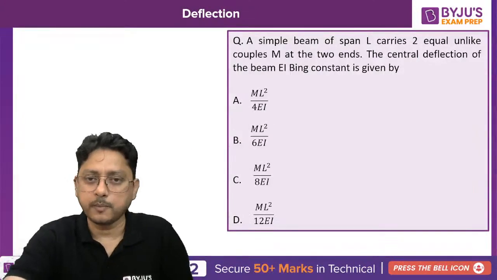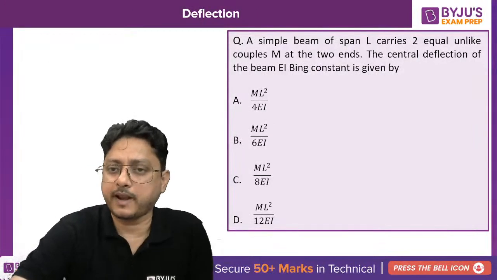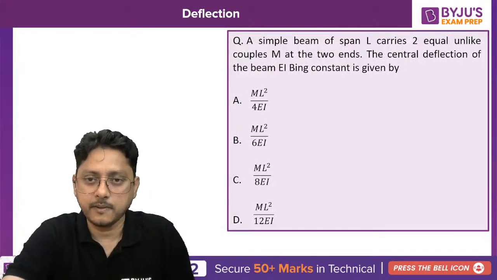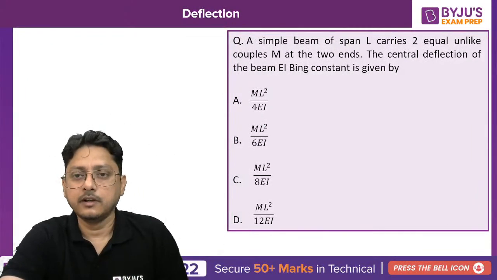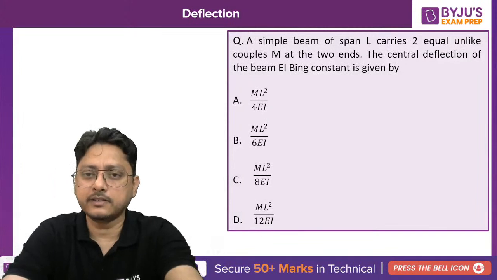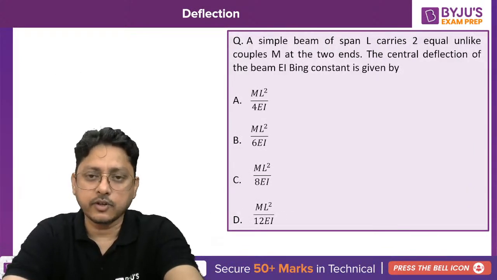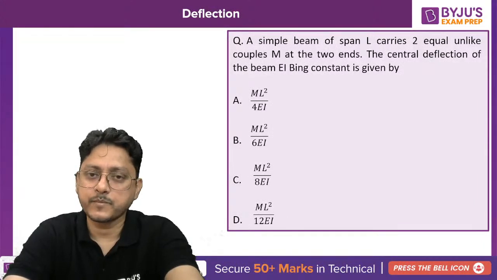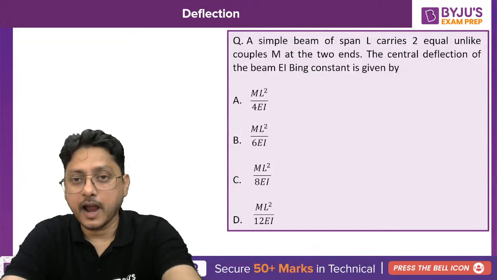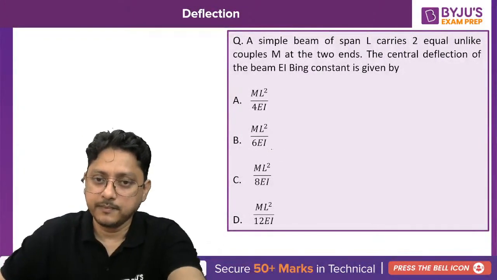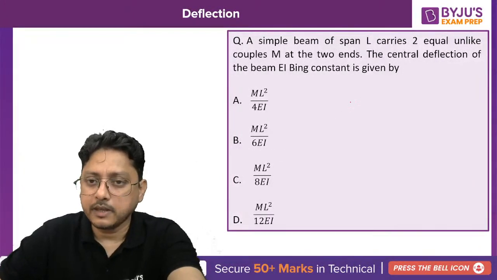Now solve some problem here. A simple beam of span L carries two equal unlike couples M at two ends. The central deflection of the beam is asked, EI is given constant. Two equal and unlike couples are acting on a simply supported beam.